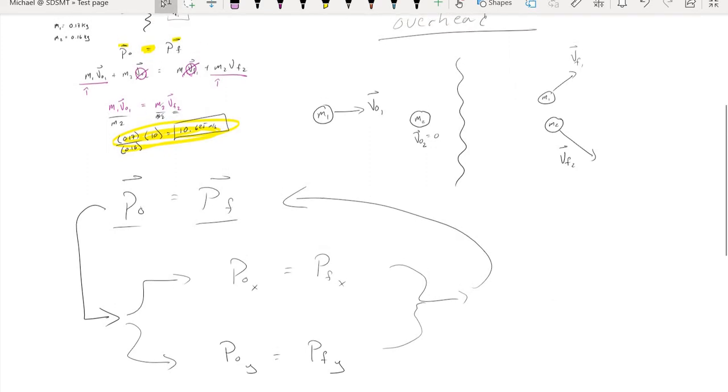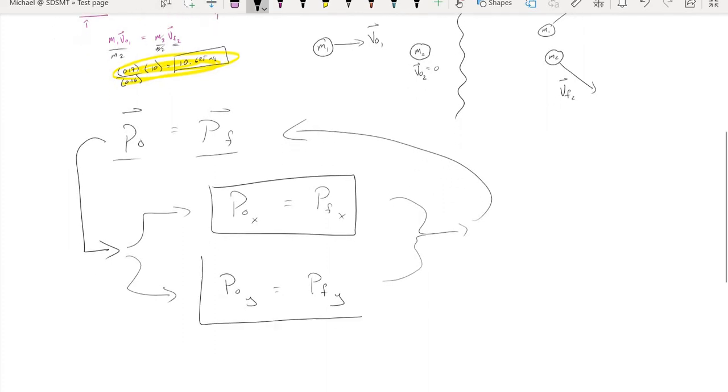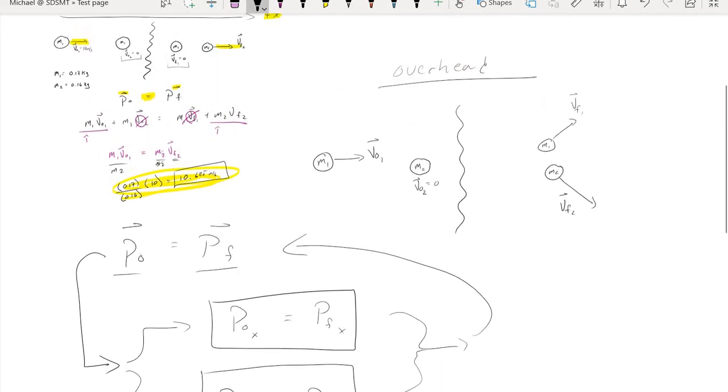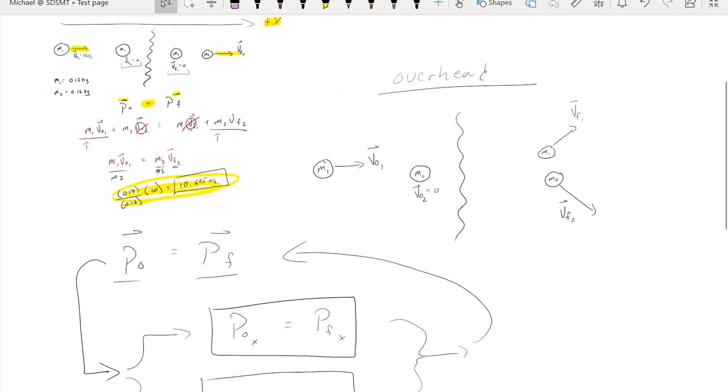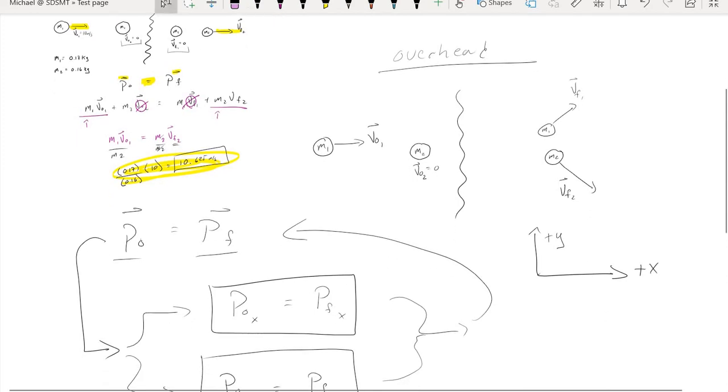So let's see what that's going to entail. We need conservation of momentum along the x direction, and we need conservation of momentum along the y direction. And that means we need to have established x and y axes. We'll go ahead and do that. We will allow the right to be our positive x direction, and I'll assign up to be the positive y direction. Now, again, we're looking down on a flat surface.